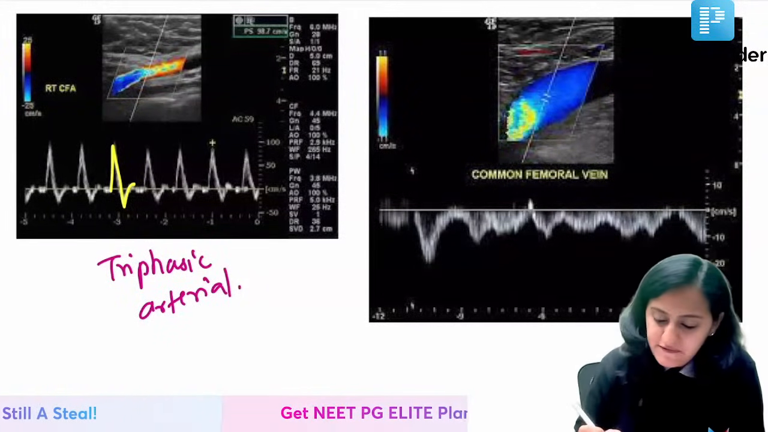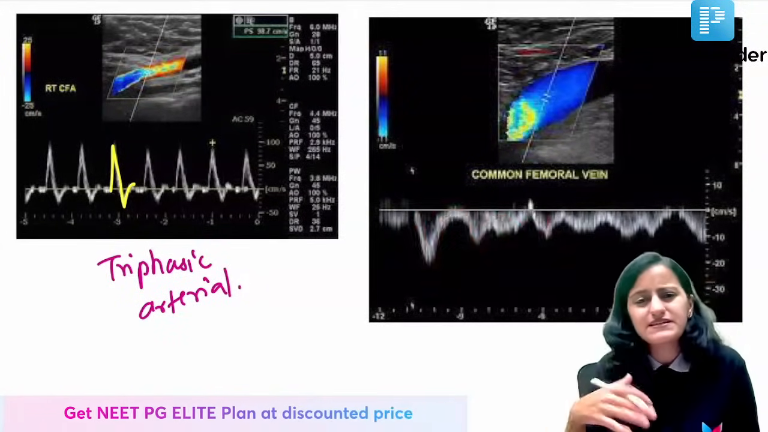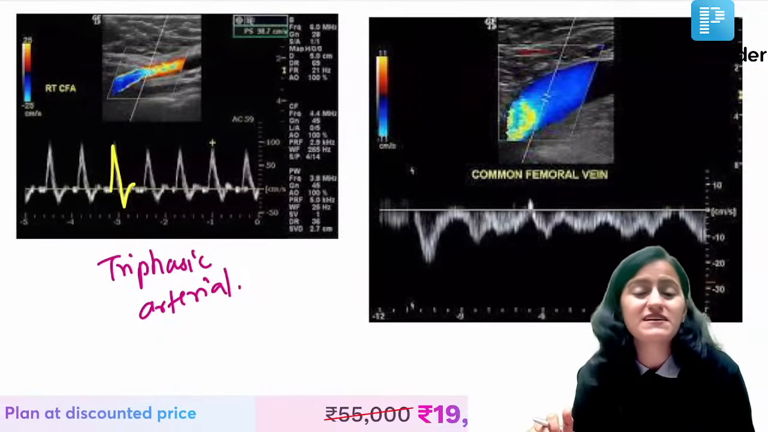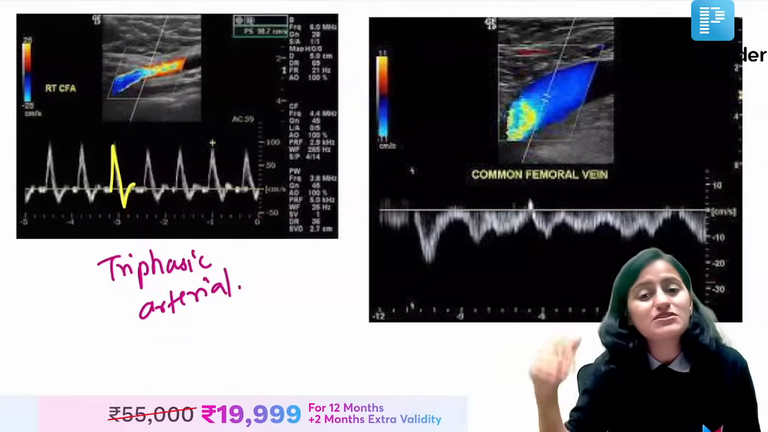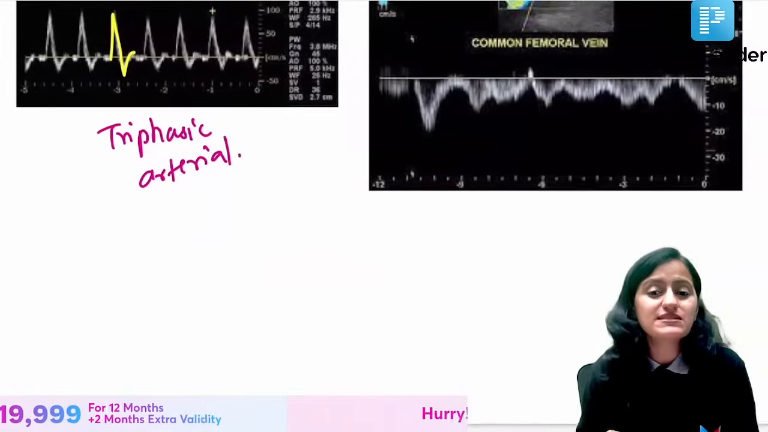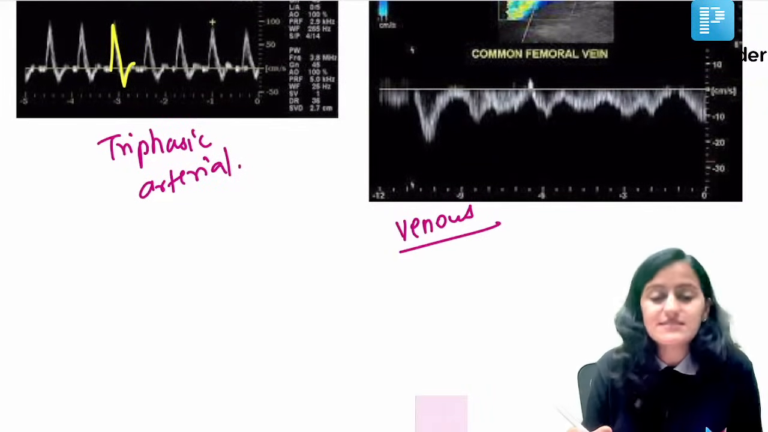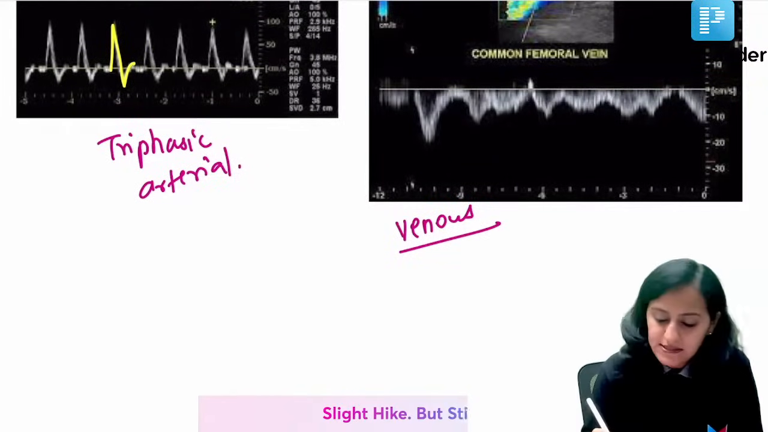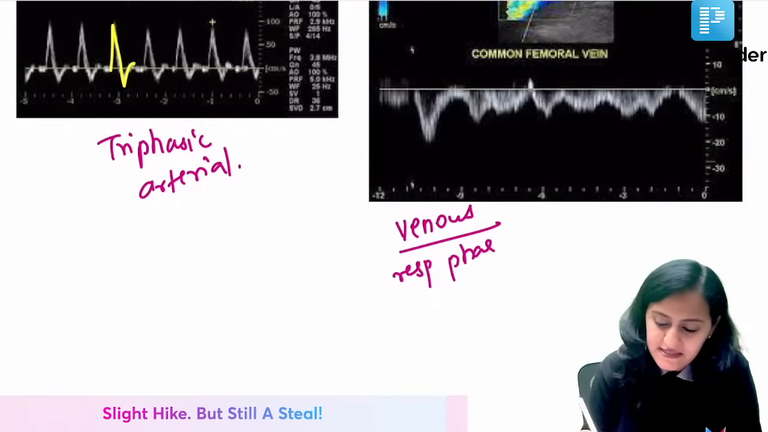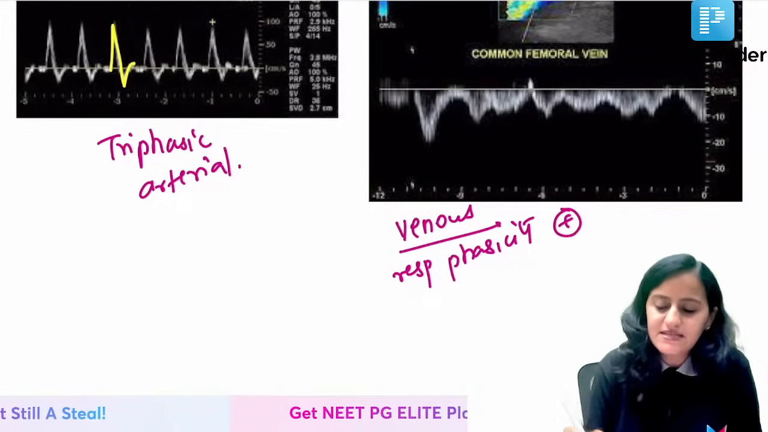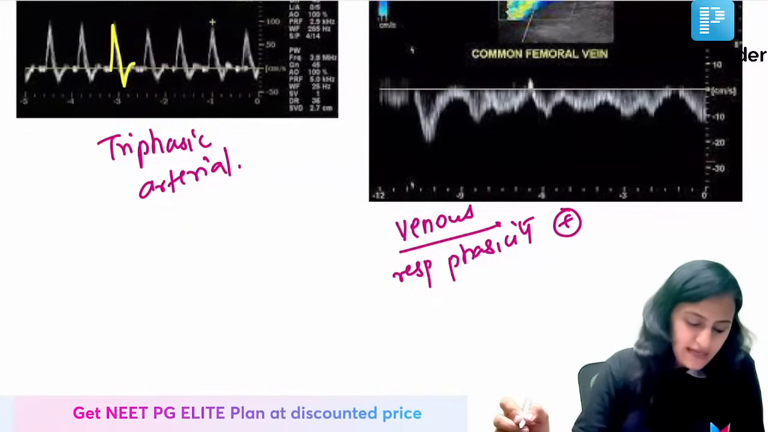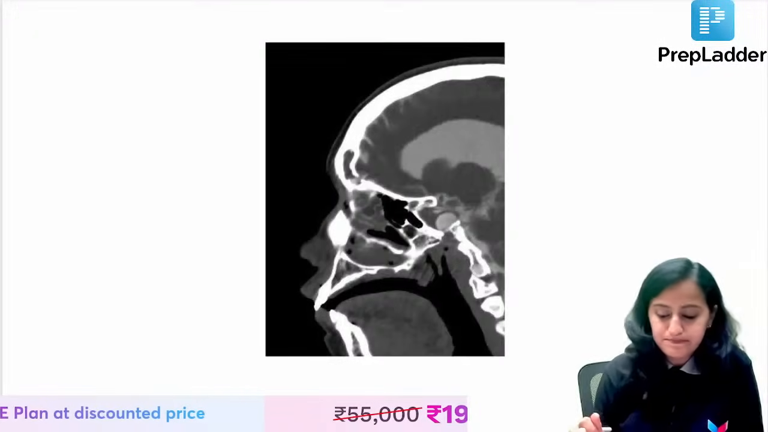And a venous waveform is something which is monophasic and it shows respiratory phasicity. Okay, it varies with respiration, it will vary with inspiration and expiration. So this is a venous Doppler. Okay, this is a venous Doppler. The respiratory phasicity is present in venous Doppler. Okay, it is monophasic. Correct.